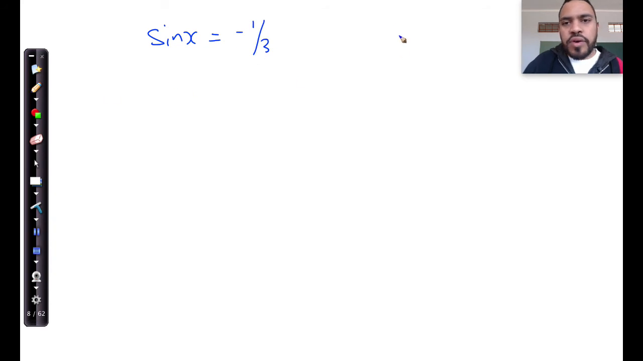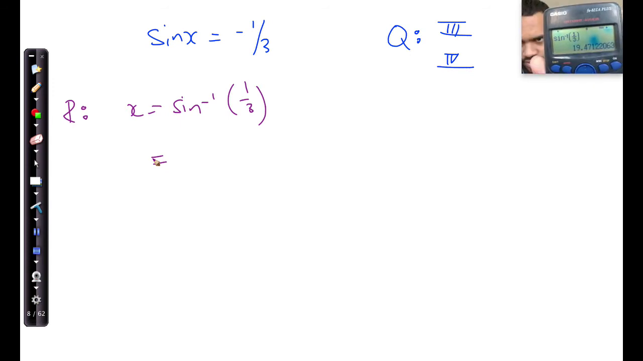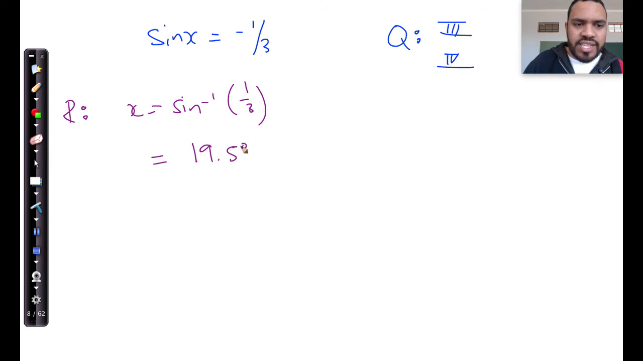Right. Since it's negative, I'm working in the third quadrant and the fourth quadrant, right? And my reference angle R is going to be x equals inverse sine of a third. And that's going to give me the following. So I'm going to say inverse sine of 1 divided by 3. And this is what I get. 19.47. Right? So 19.5. I'm going to round it off to one decimal place. And that's my reference angle.